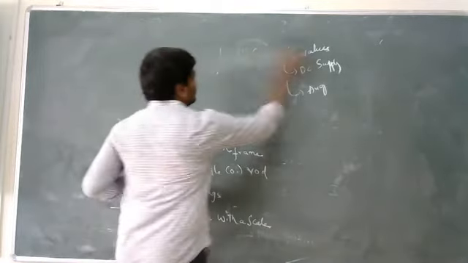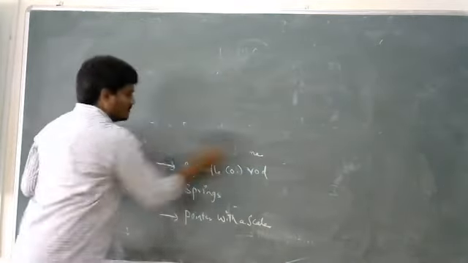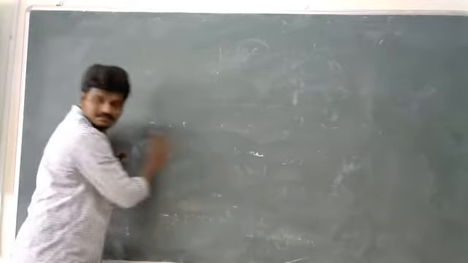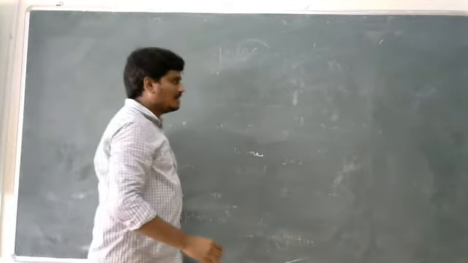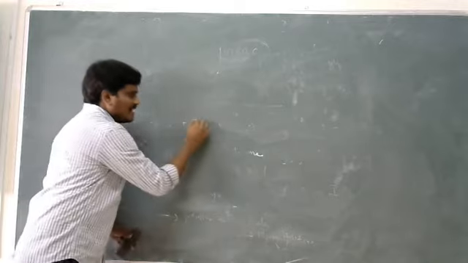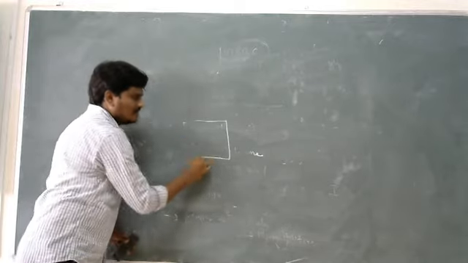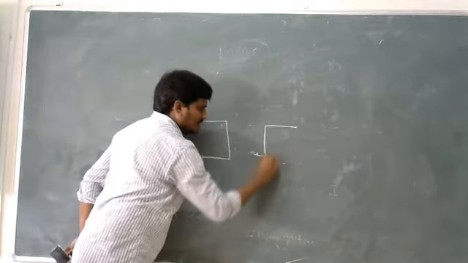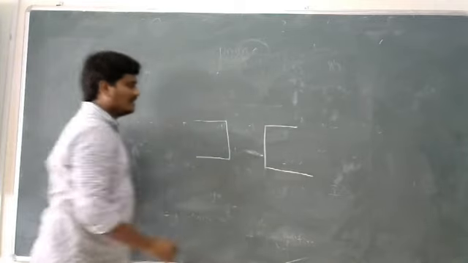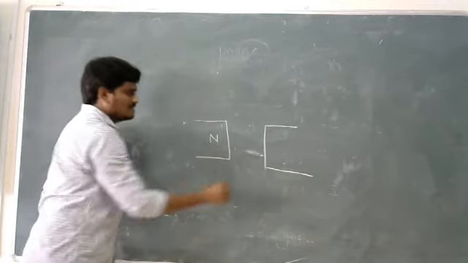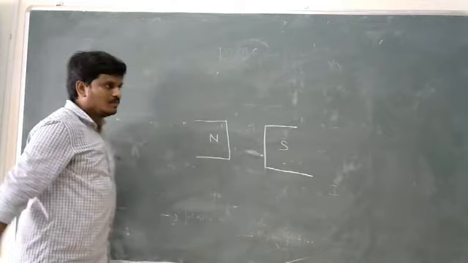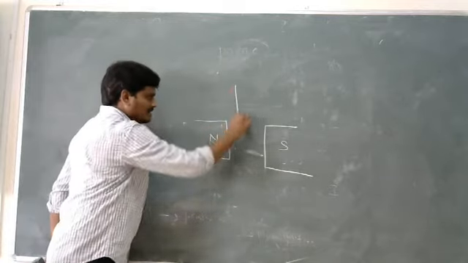Now I am going to draw the diagram of a PMMC instrument. As discussed, it consists of a permanent magnet. I am taking a small magnet which consists of a north pole and a south pole, and the second one is a spindle.